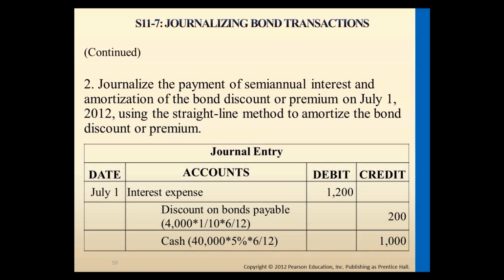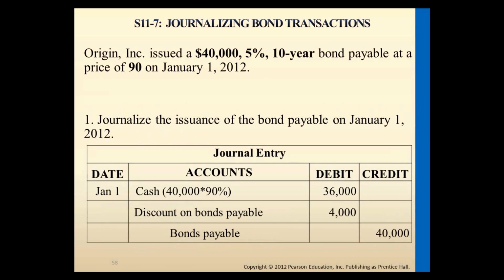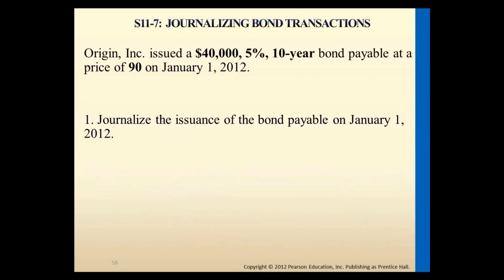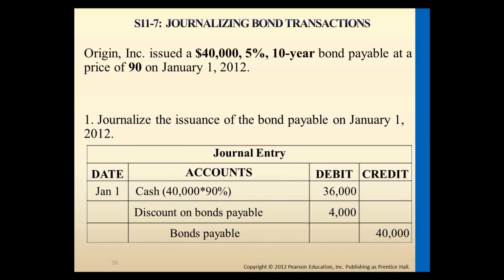Okay, so originally we have a discount of $4,000. Every half a year we reduce $200. The bond payable part was, how much? Bond was $40,000. So originally, when we issued the bond, it was $40,000 face value, discount is $4,000, carrying amount was $36,000. This is the carrying amount at the day of issuance.